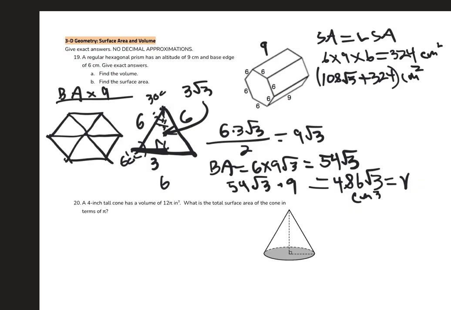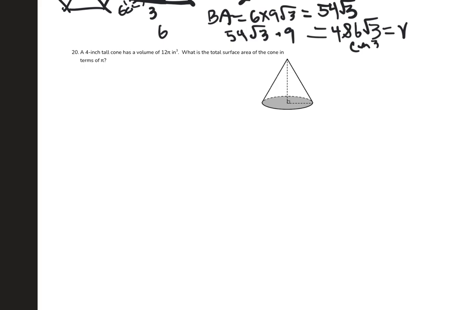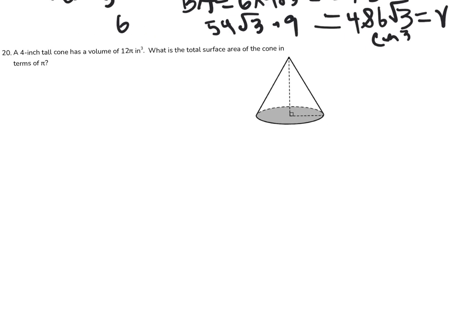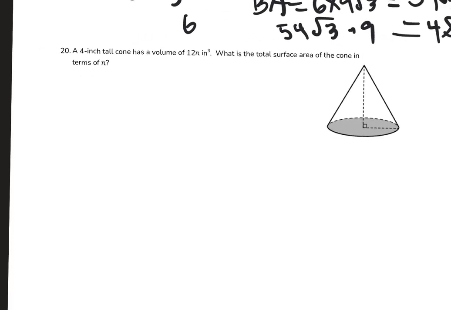Okay, the cone. A 4-inch tall cone has a volume of 12 pi inches cubed. What is the total surface area? Okay, so first of all, the volume of a cone is equal to 1/3 pi r squared h, where r is the radius of the base, and h is the height. So we know that in this case, 12 pi is equal to 1/3 pi times r squared times 4.